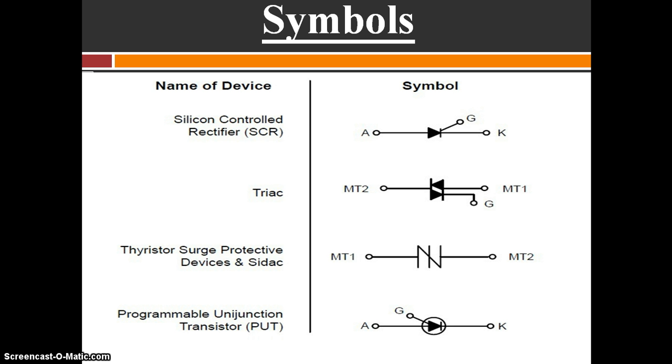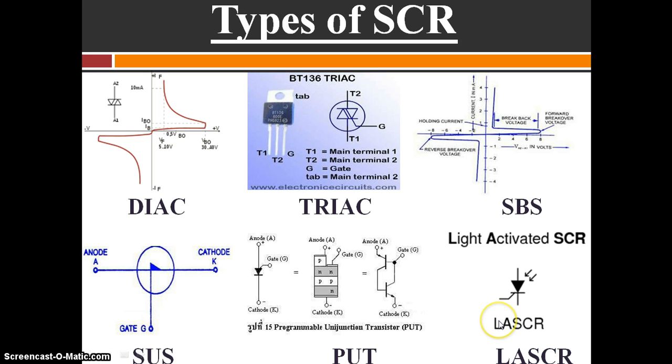Then the names of devices and symbols are shown. First one is the silicon controlled rectifier, that is SCR. It consists of 3 terminals: anode, cathode, gate. Then the triac consists of terminal 2, terminal 1 and gate. Also the thyristor surge protective device has 2 terminals, terminal 1 and terminal 2. Then the PUT, that is the programmable unijunction transistor, consists of anode, gate and cathode.